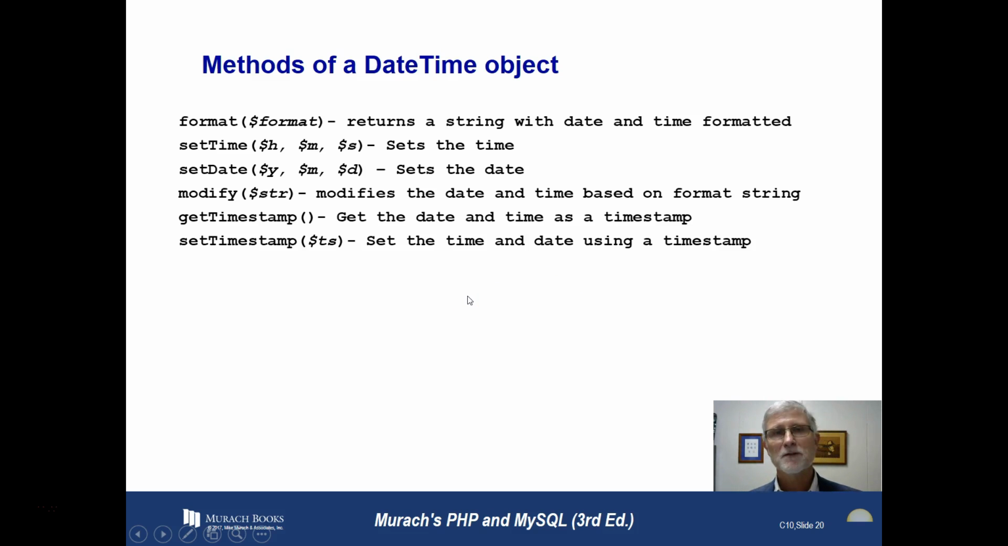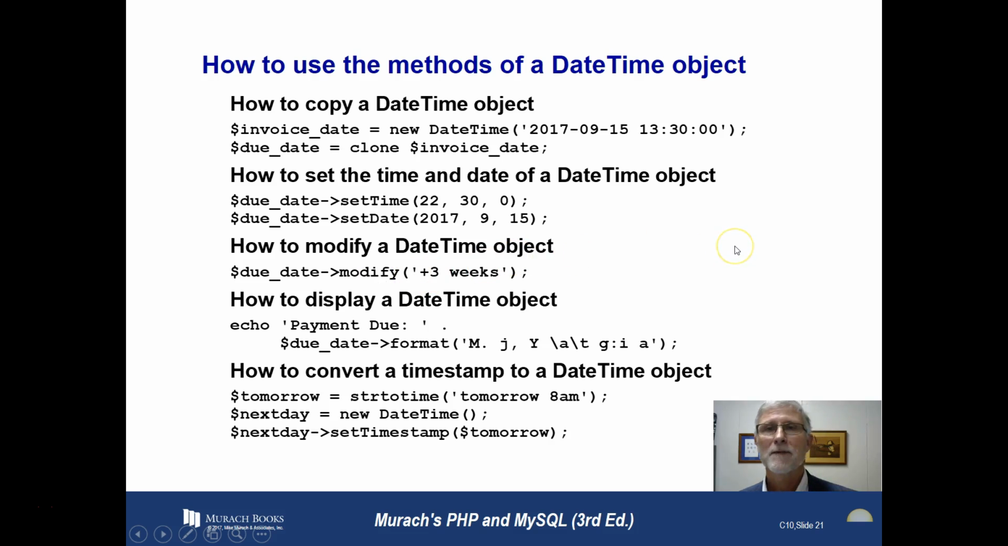There's several other methods in how to use that date time. Format returns a string, formatted by whatever format you're asking for. Set time sets a time, set date sets a date. Modify modifies it based on the format string, however you want it to be modified. Get timestamp just gets your date and time as a timestamp. Or set timestamp, I'm setting the date and time by passing a timestamp to it.